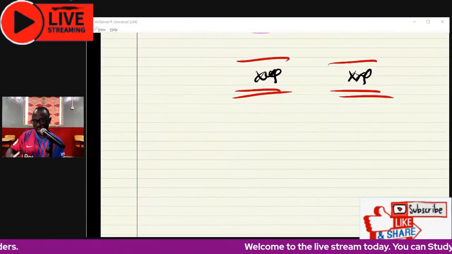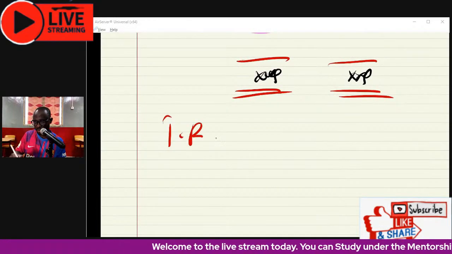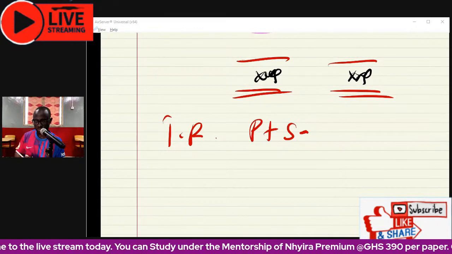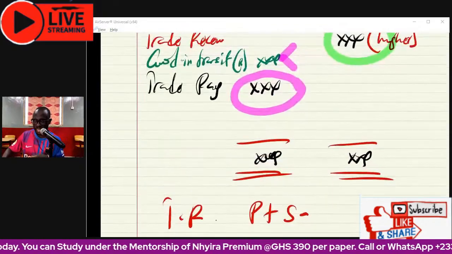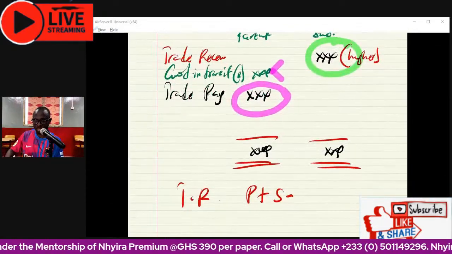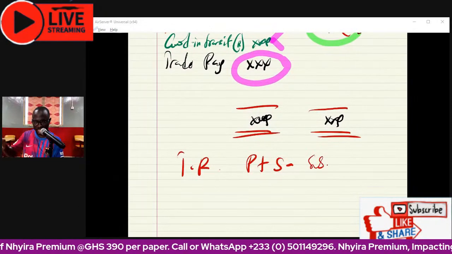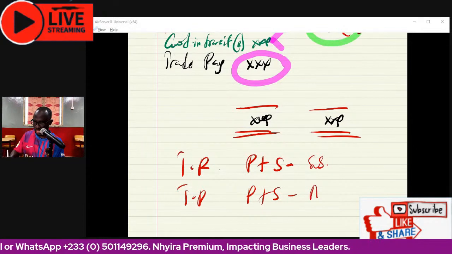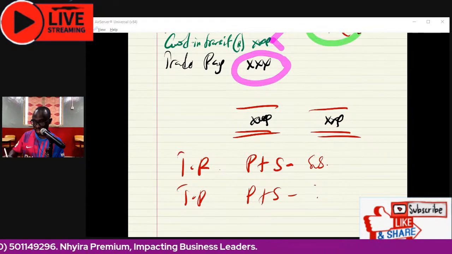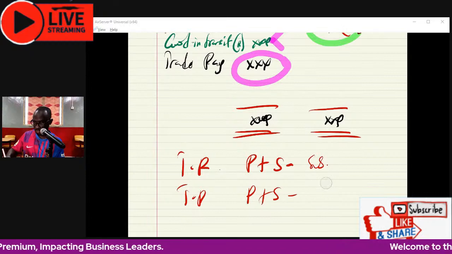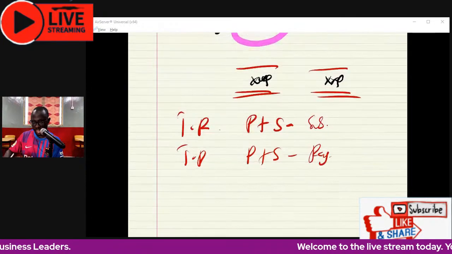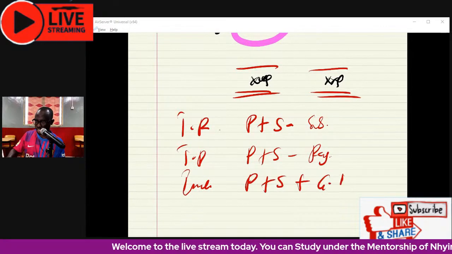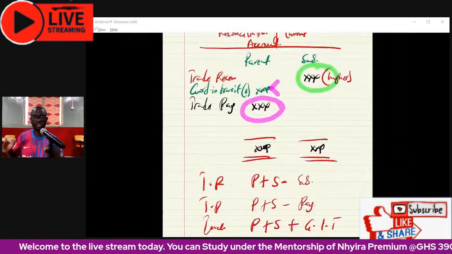So if you are doing the consolidated financial statement, when you write trade receivables, you bring the parent figure, the subsidiary figure, then you deduct the amounts that are outstanding there from the sub. Then when you write trade payables, you do the same thing, then you deduct the parent figure. Then when you come to inventory, you bring the parent, add the sub, then you add the goods in transit. Are you getting it?